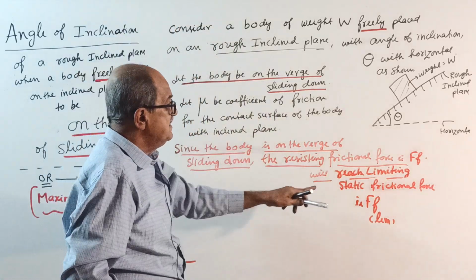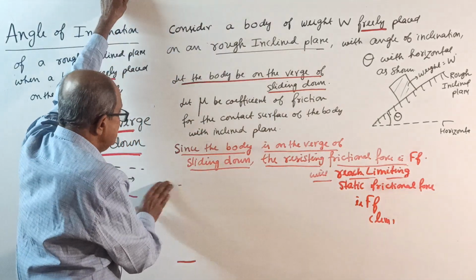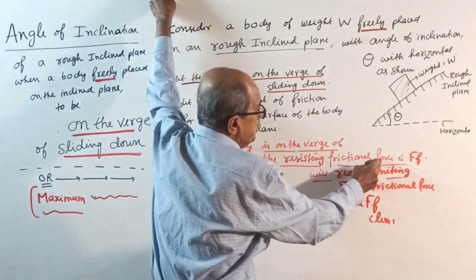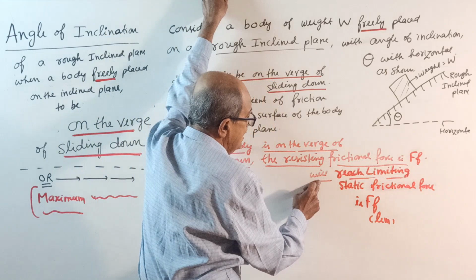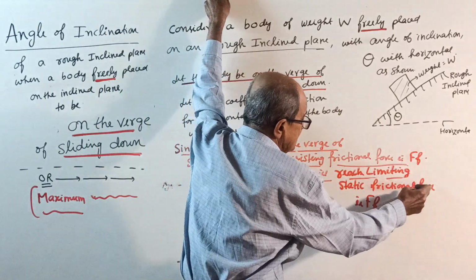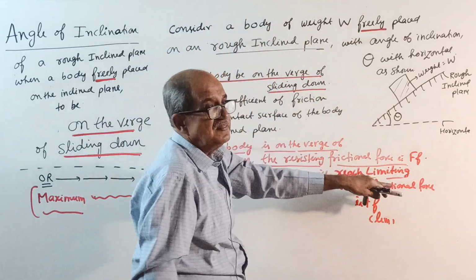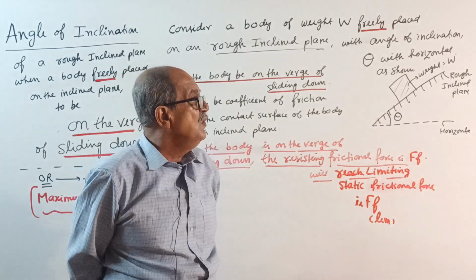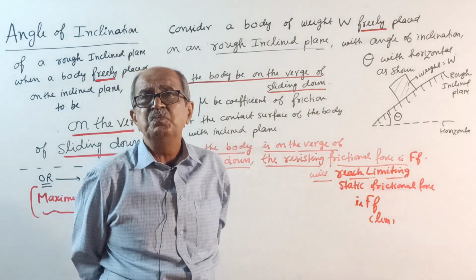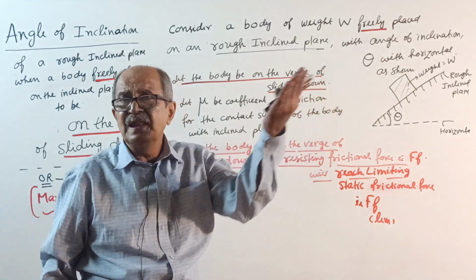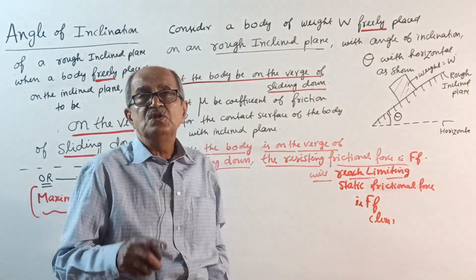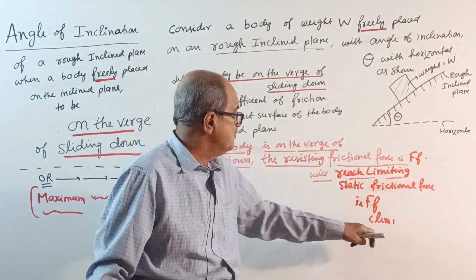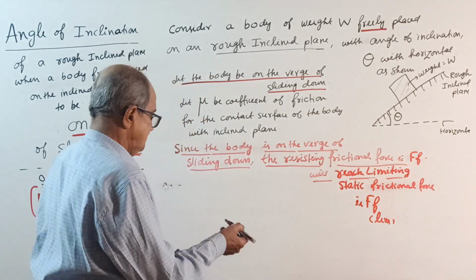Now, in red color I wrote: since the body is on the verge of sliding down, the resisting frictional force Ff will reach the limiting static frictional force, that is Ff limit. This I will not explain because it is told more than 100 times. Whenever a body is on the verge of moving, either horizontally or on an inclined plane, the frictional force is called limiting static frictional force Ff limit.